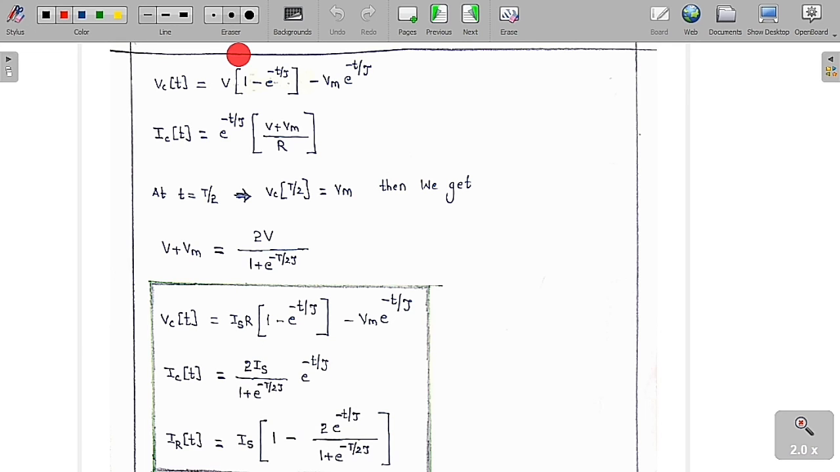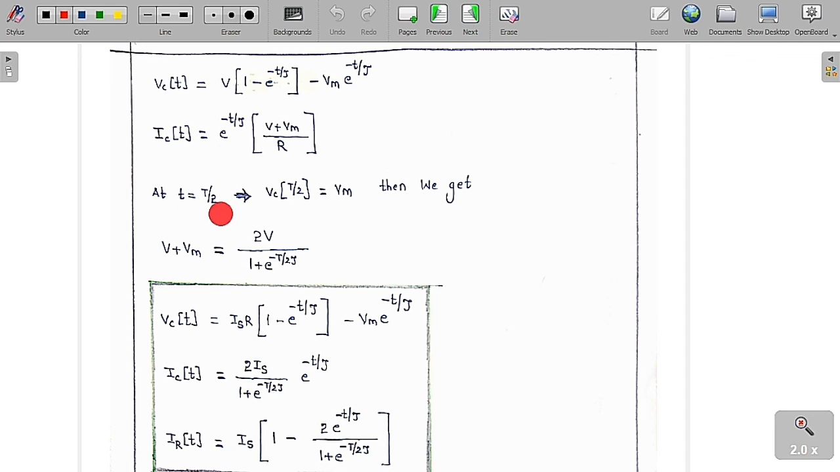If you apply all the values, finally we are going to get the capacitor voltage Vc of t is equal to V into 1 minus e to the power of minus t by tau, minus Vm into e to the power of minus t by tau. So this is what we get. Similarly, Ic of t is equal to C into dVc of t by dt. If you solve this, we get e to the power of minus t by tau into (V plus Vm) by R.